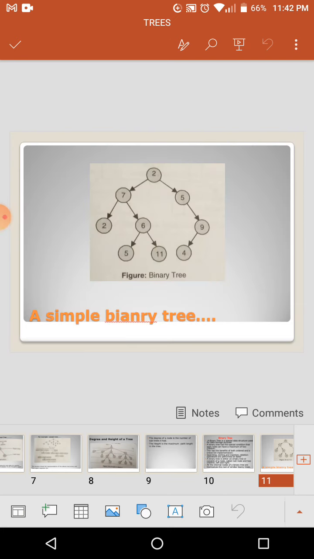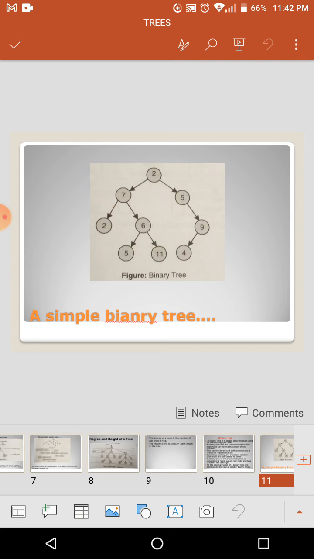A simple binary tree representation: how will the tree be represented? See, 2 is the root node, 7 is one of the children, the right child, and 5 is the other child. Again 7 is one of the subtrees, and it has 2 children, 2 and 6. Again 6 is one of the subtrees, and 6 has 2 elements, 5 and 11.